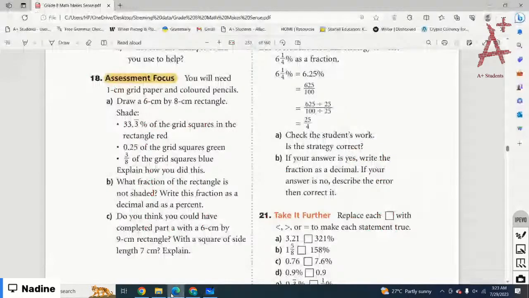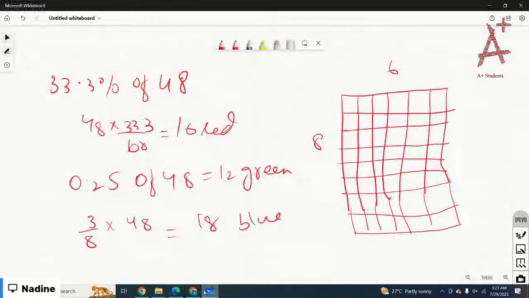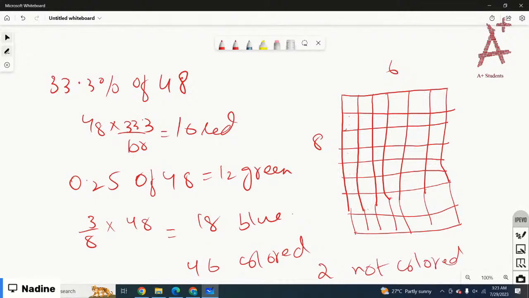Okay, what fraction of the rectangle is not shaded? Write this fraction as a decimal and as a percent. Just add them all and let's see. 16 plus 12 plus 18, 46 of them are colored. Just 2 of them are not colored because the total is 48. 8 times 6 is 48. You have to write it in the percentage form.